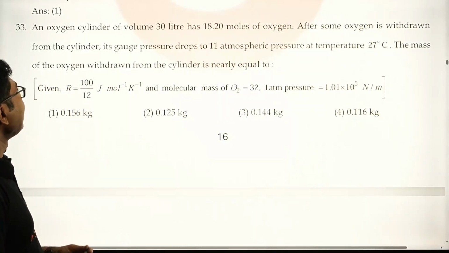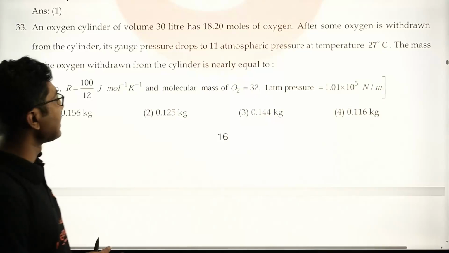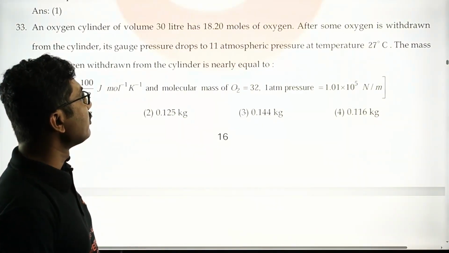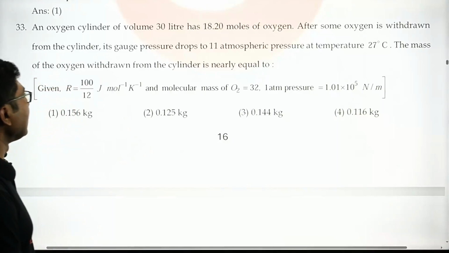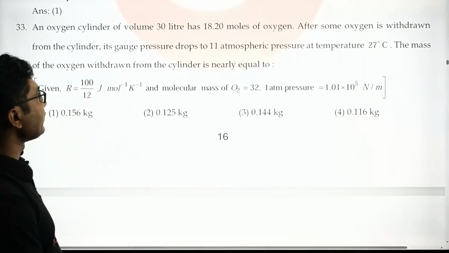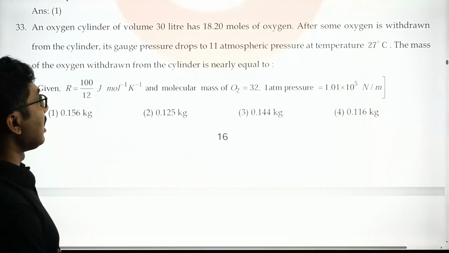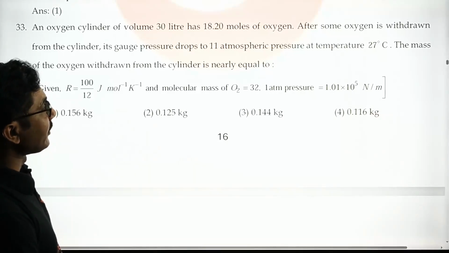An oxygen cylinder of volume 30 liter has 18.20 moles of oxygen. After some of the oxygen is withdrawn from the cylinder, its gauge pressure drops to 11 atmosphere at temperature 27 degrees Celsius.